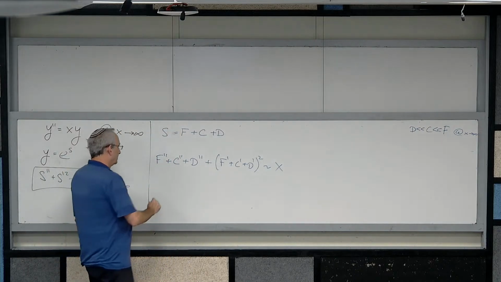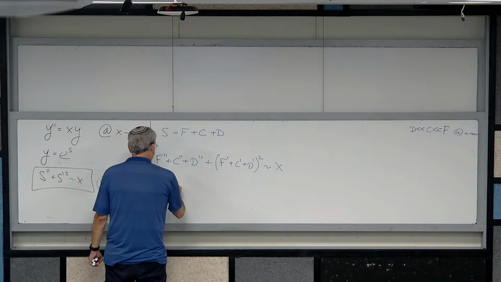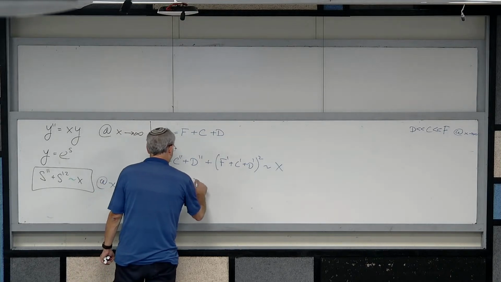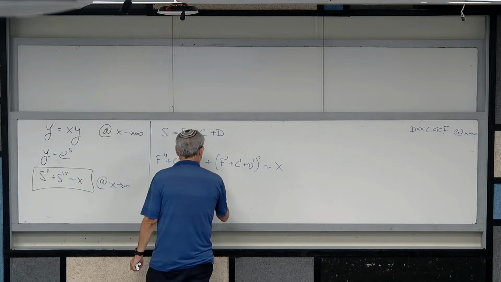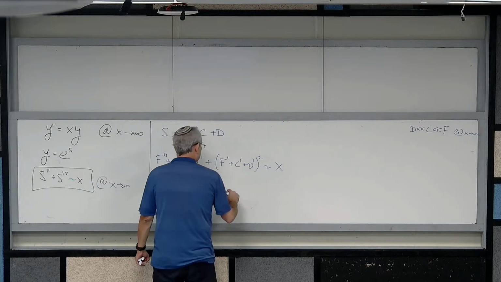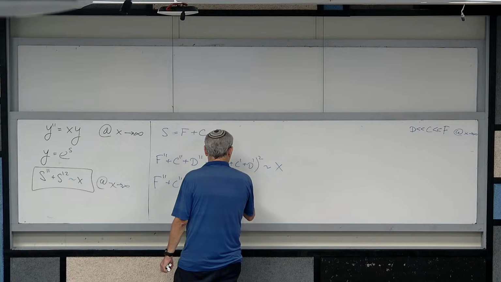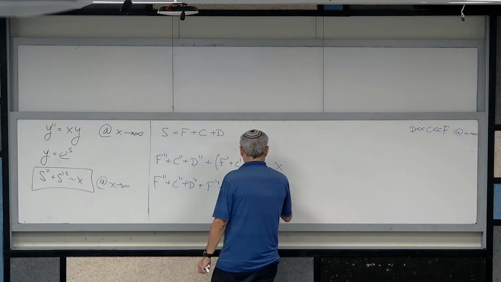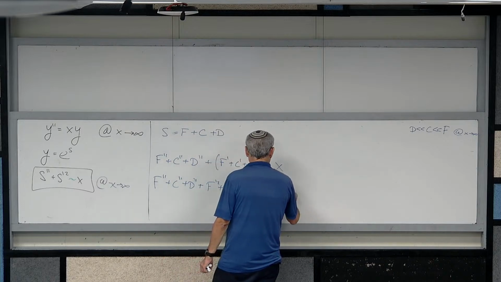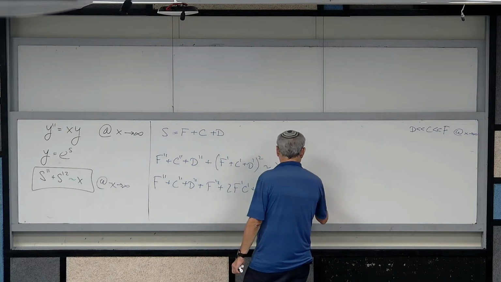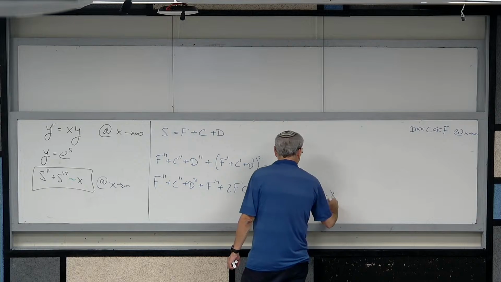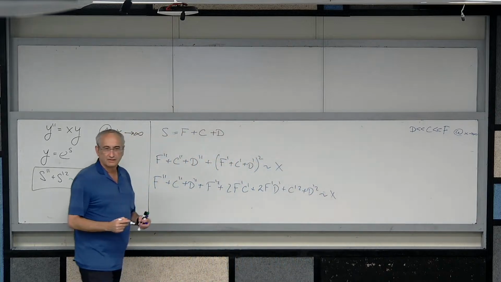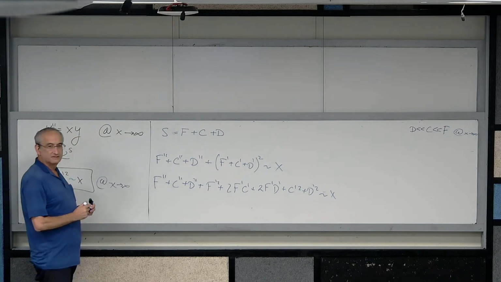Okay? So what I have here is F double prime plus C double prime plus D double prime plus F prime squared plus 2 F prime C prime plus 2 F prime D prime plus C prime squared plus D prime squared is asymptotic to x. Good, I just opened it. These are the terms.